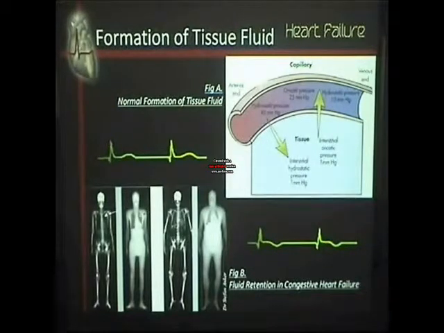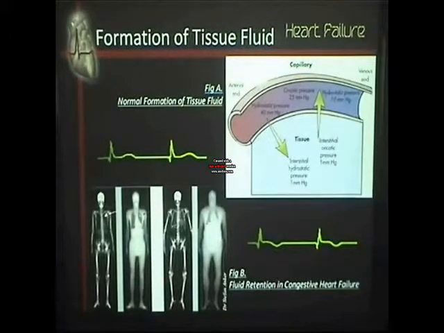This fluid which is leaked out from the plasma into the interstitial space of the tissue is known as tissue fluid, which will later go back to the capillary through the venous end. But in the case of congestive heart failure, the fluid which is leaked out from the plasma into the interstitial space of the tissue won't go back to the capillary. It will accumulate in the interstitial space of the tissue and cause edema. The reason for this I will explain in the next slide.